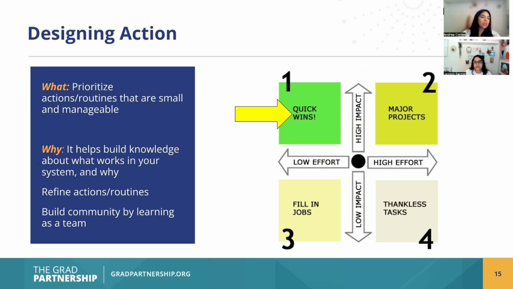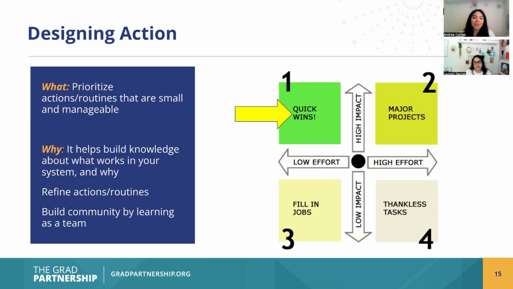Now, we're going to take you through designing and refining your actions so that they align with these technical and adaptive elements that Jasmine and I surfaced. Here on this slide, we have something called the impact effort matrix. On the y-axis, we have things that are high impact, things that will get us the results we want in terms of student outcomes and experiences, and things that are low impact, that don't necessarily support outcomes or experiences.